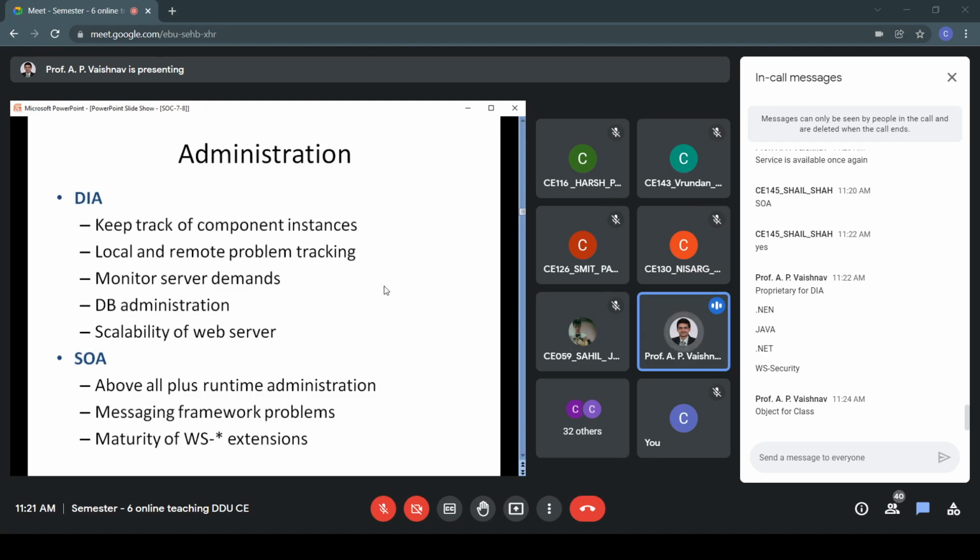And you also keep track of consistency of your data as you are sharing the same component with multiple clients, okay? You also have to keep track of local and remote problems. What do you mean by local problems? Yes, can you tell me? What is the example of local problem?